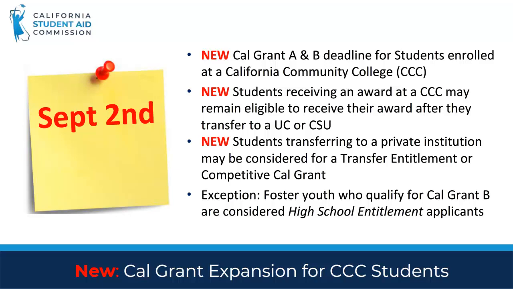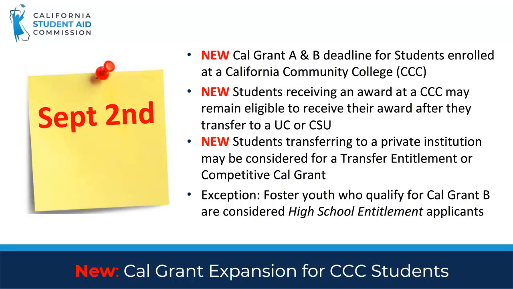We previously referred to the September 2nd deadline as the Community College Competitive Award deadline. Now, the September 2nd deadline is much more significant for a huge pool of potential Cal Grant awardees. The new Cal Grant expansion for California community college students is a significant change, making the September 2nd deadline incredibly important for those students who did not initially receive a Cal Grant out of high school.